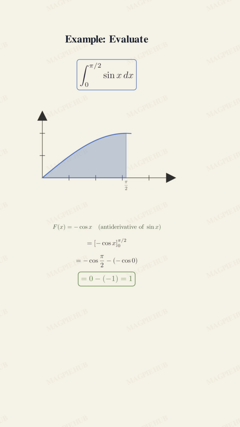Using the FTC, evaluate negative cosine x from 0 to pi over 2. That gives us negative cosine of pi over 2 minus negative cosine of 0. Cosine of pi over 2 is 0 and cosine of 0 is 1. So the result is 0 minus negative 1, which equals 1. The shaded area is exactly 1 square unit.